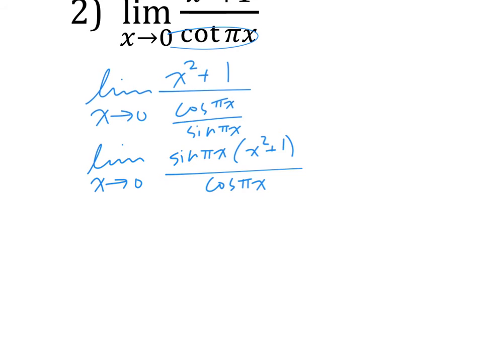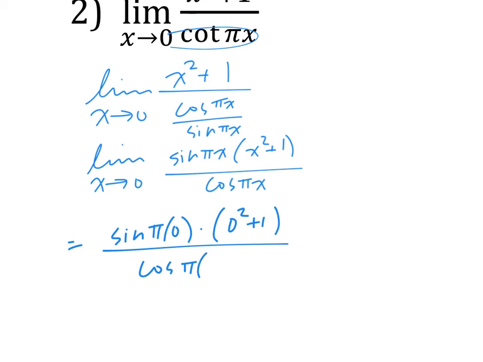That was a cue for you to say plug it in. Okay, yes. So that is sine of pi times 0 over 0 squared plus 1, all over cosine of pi times 0. Let's see what we get. Sine of pi times 0 is sine of 0, right? What's sine of 0? 0. Please remember it's 0. You've got to remember these basic ones. 0 squared plus 1 is 1. Cosine of 0 is 1. So this is 0.